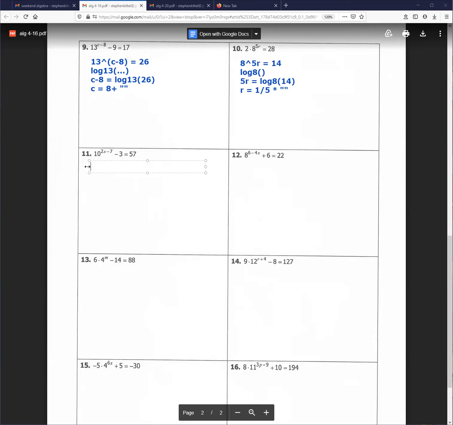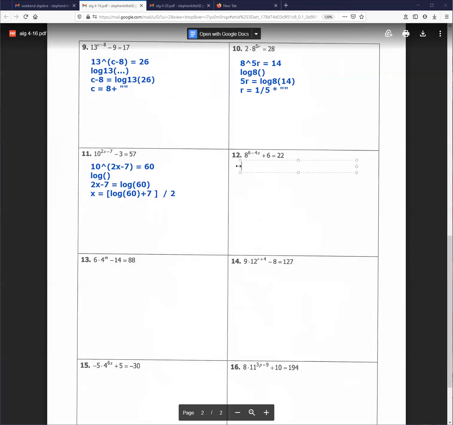Number 10, the first thing we need to get rid of is the plus 3. So 10 to the 2x minus 7 is equal to 60. Then we need to get rid of the 10 to this. We're going to do log on both sides, common log, that is. 2x minus 7 is equal to log of 60. And then we will say x is, we will add 7 to both sides, and then we will divide by 2.